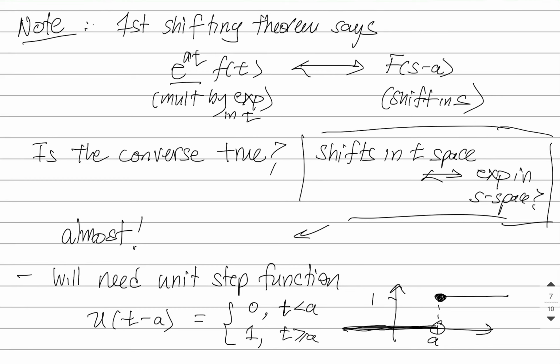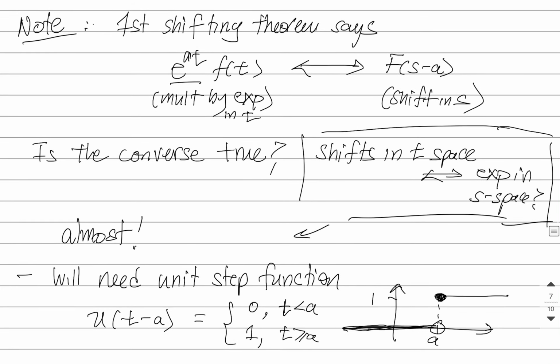The first shifting theorem says that there's this relationship between multiplication by an exponential in time space and shifting in S space. Now, we want to know if the converse is also true. Does a shift in time space give you multiplication by an exponential in S space? And the answer is almost.